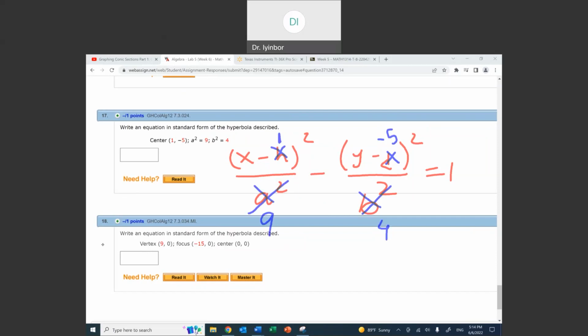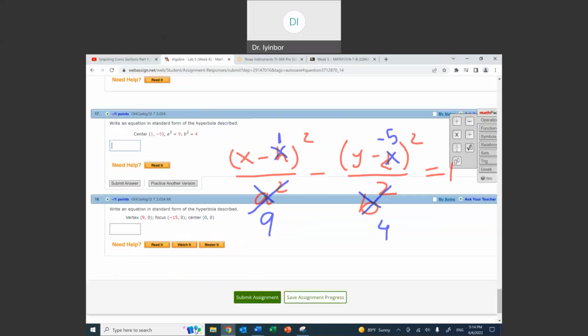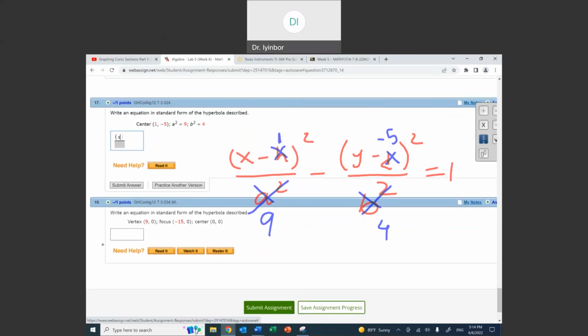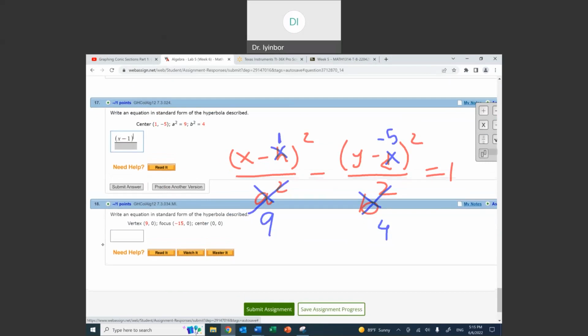I'm going to make it smaller so I can see the fraction. Again, you put parentheses, x minus 1, close it, do the square, over 9. Out of the fraction, minus another fraction, parentheses, y is going to be plus 5 because negative and negative make plus 5. Close it, square, and then over 4. Make sure you put equals 1. All the equations have equals 1, and if you forget to put that, it's going to say it's wrong.